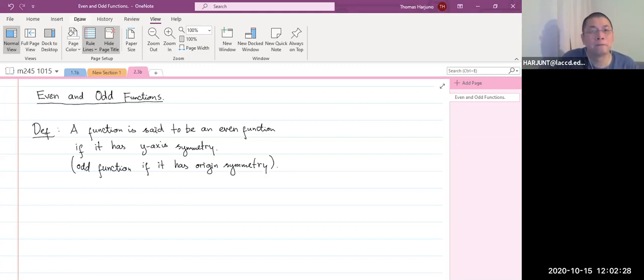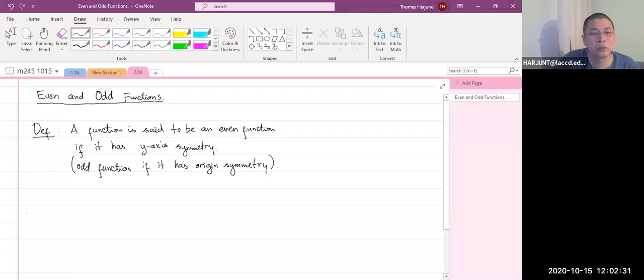For example, number 84. H of x equals x cubed minus 5. Thus, is the function h of x even, odd, or neither?